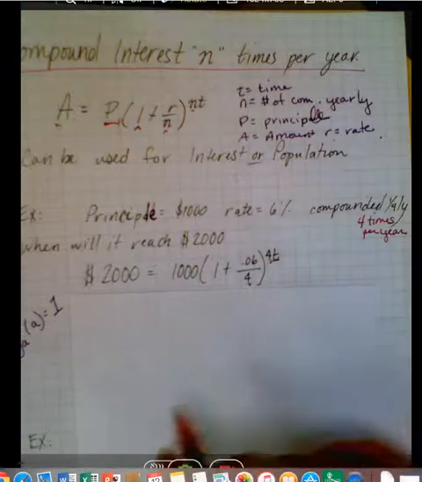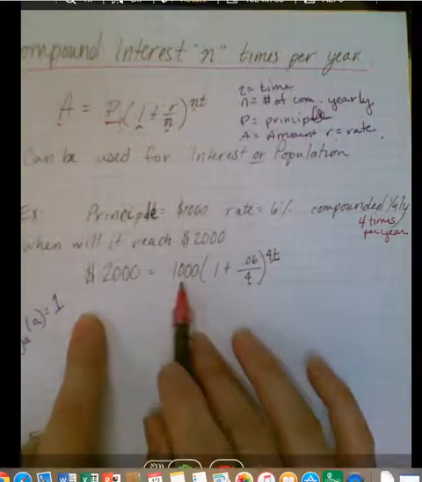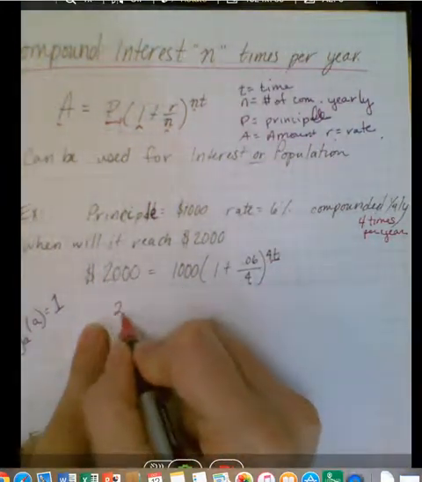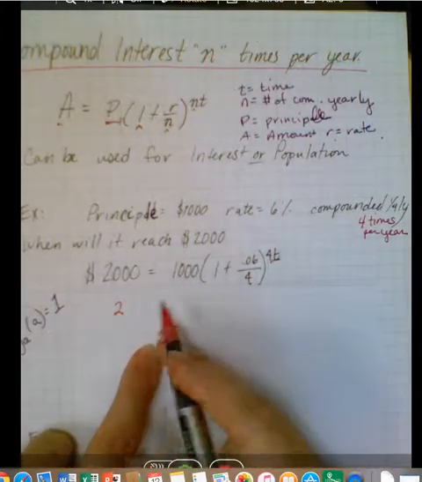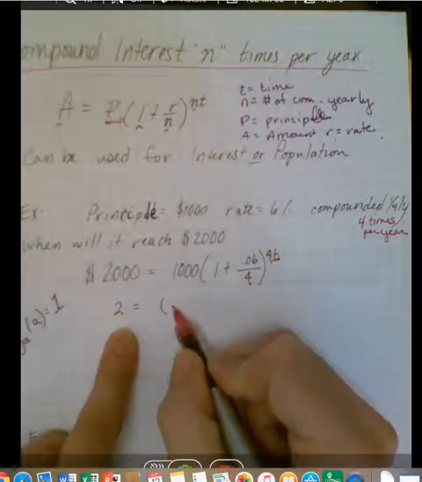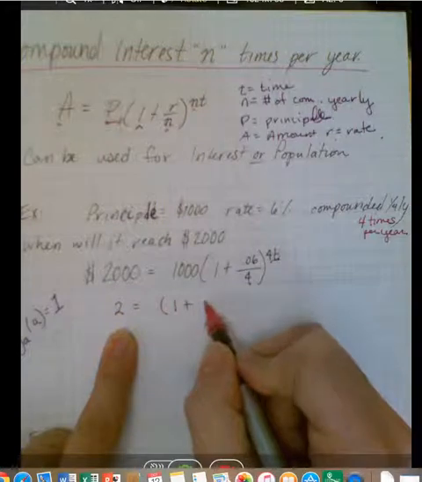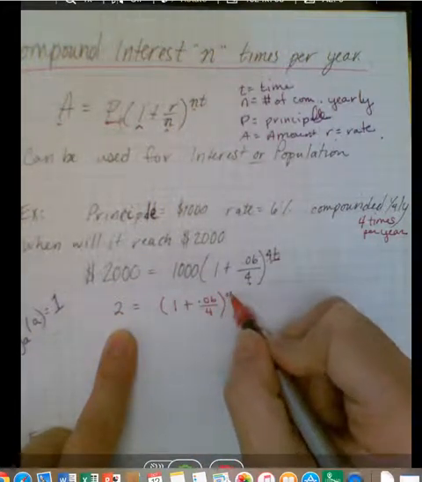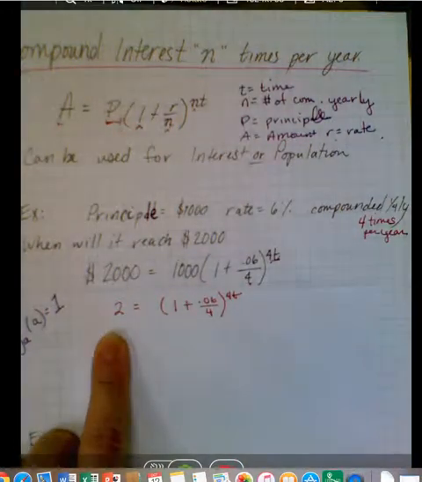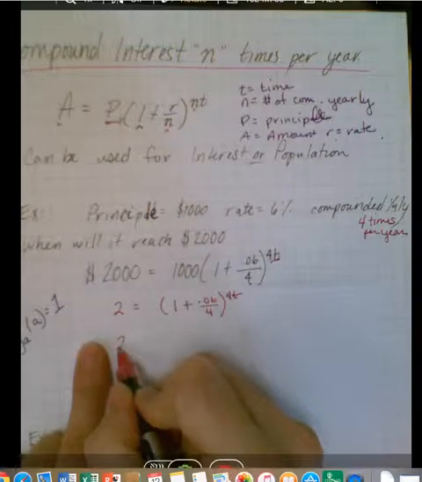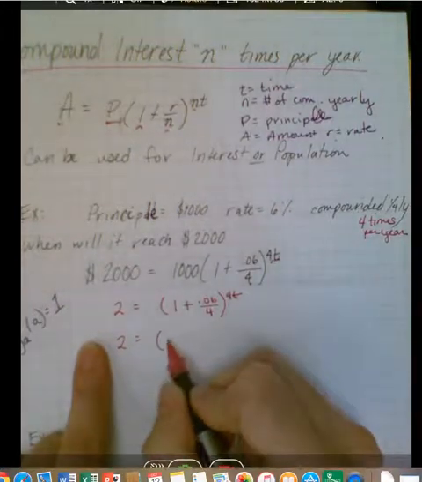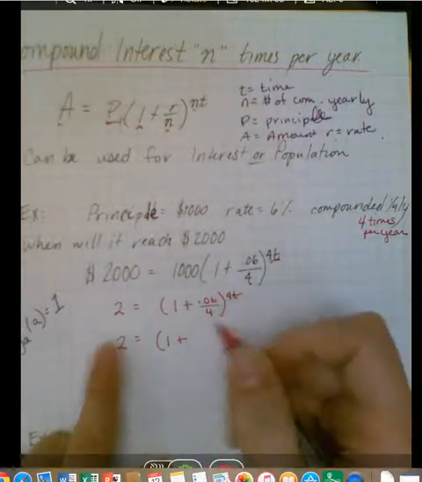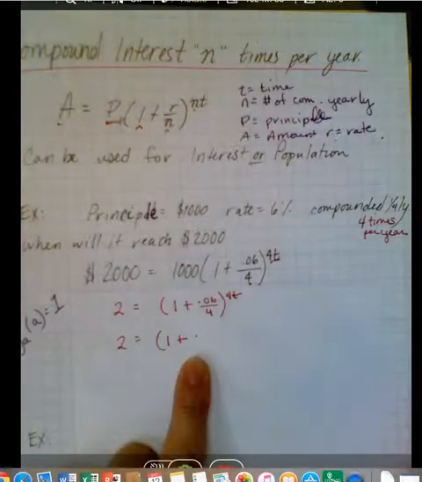What's the first thing I'm going to eliminate? Well, I'm going to have to divide out my 1,000. So 2, in other words, I'm looking for a doubling, is (1 plus 0.06 over 4) to the 4t. Got that from dividing out my 1,000. 2 equals 1 plus, what is that over 1?